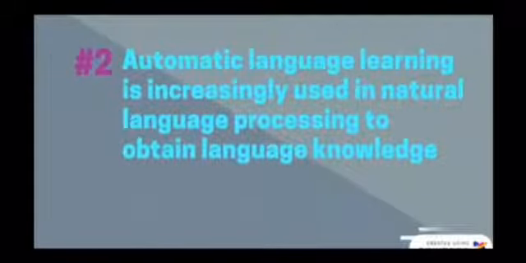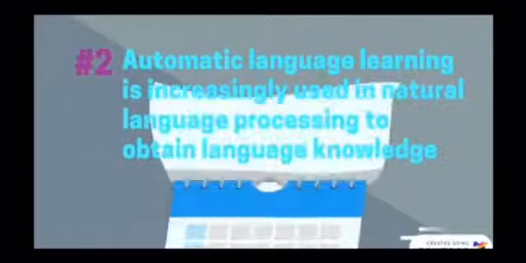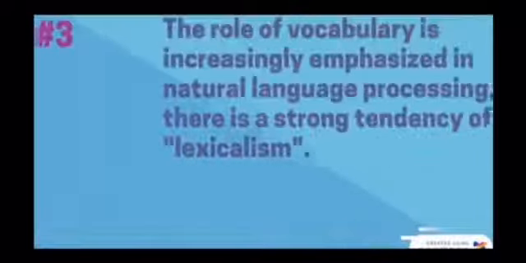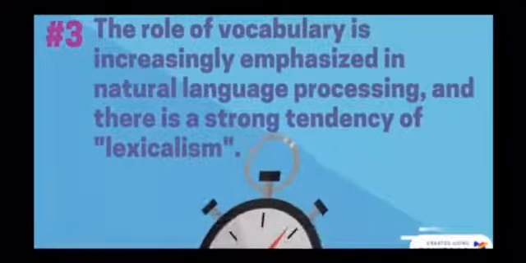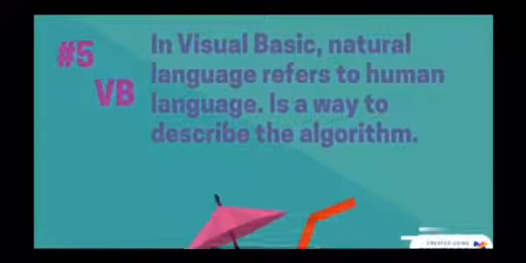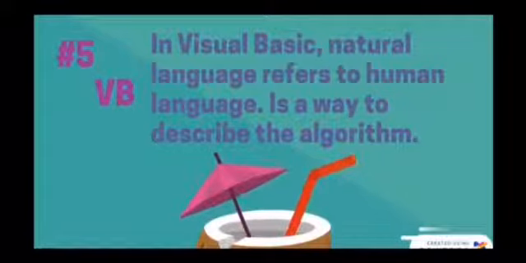And second, automatic language learning is increasingly used in natural language processing to obtain language knowledge. And third, the role of vocabulary is increasingly important in natural language processing, and there is a strong tendency toward lexicons. And finally, natural language refers to human language. It's a way to describe the algorithm.